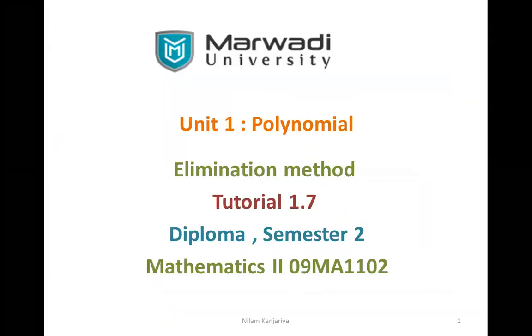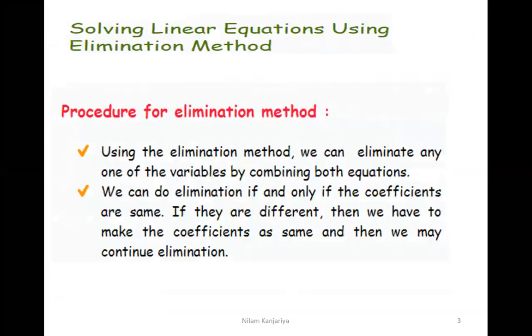Okay, definitely right. Elimination method says you eliminate one variable. And how could we eliminate? If both coefficients are same and just opposite sign, we can eliminate. Elimination means we just subtract the same variable. So these are the procedure.